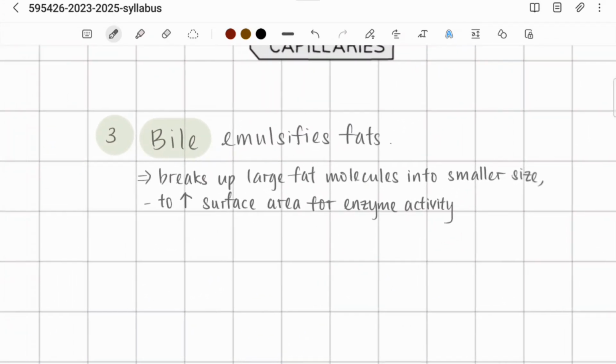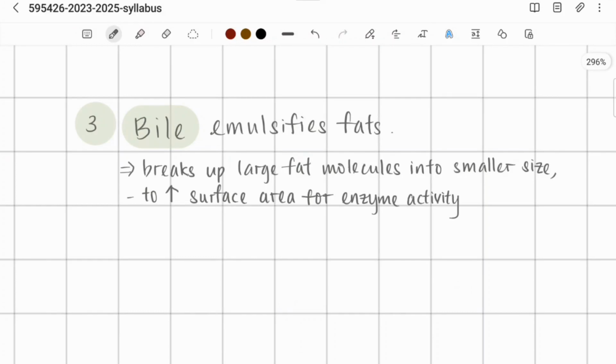Lastly, emulsifying of fats by bile. Bile is secreted by the liver and then stored in the gallbladder. The bile will move from the gallbladder to the digestive tract, and this is to emulsify fats, which is they break down large fat molecules into smaller sizes. This is to increase the surface area for enzyme activity.